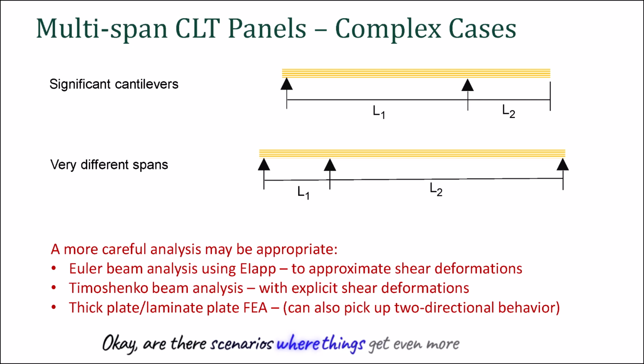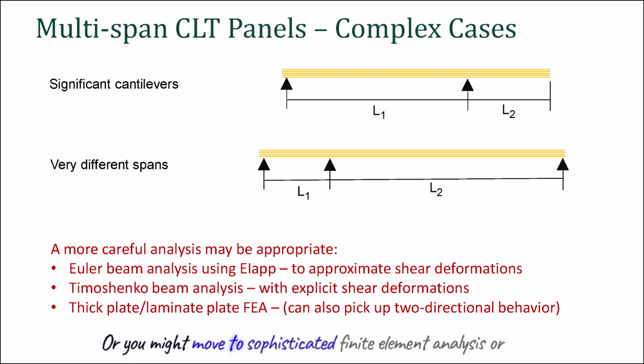Okay, are there scenarios where things get even more intricate, where these standard checks and beam analogies maybe aren't quite enough? Oh, absolutely. For sure. When you get into situations with really significant cantilevers sticking way out, or maybe where adjacent spans have vastly different lengths or unusual loading, then a more rigorous, detailed analysis is definitely appropriate. It's a must. What does that involve? Like supercomputers? Sometimes. It might involve using more advanced beam theories, like Timoshenko beam analysis, which explicitly accounts for those shear deformations much more precisely than the simplified methods.